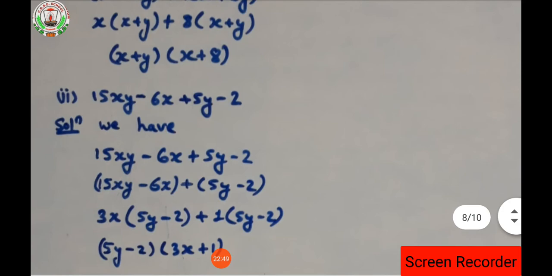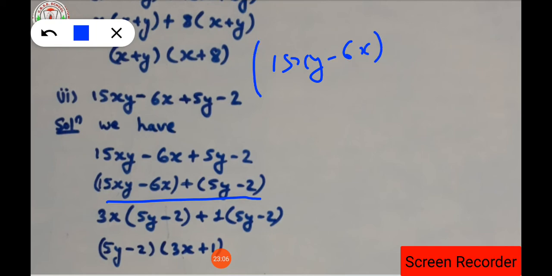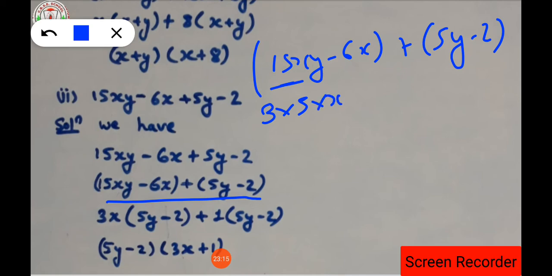So question number 2 of third, 15xy minus 6x plus 5y minus 2. So here again making the pair of 15xy minus 6x. Among this, what is the common we can take? Look in this question once more. Here the pair is 15xy minus 6x, isn't it? So plus 5y minus 2. Now this 15 can be written as 3 into 5 into x into y, isn't it? Minus 6 can be written as 2 into 3 into x. Can we write like this?